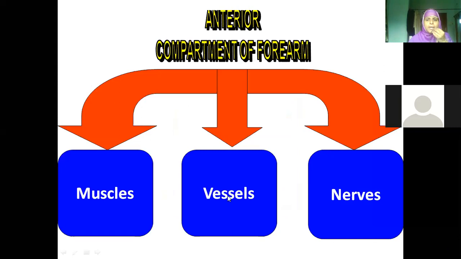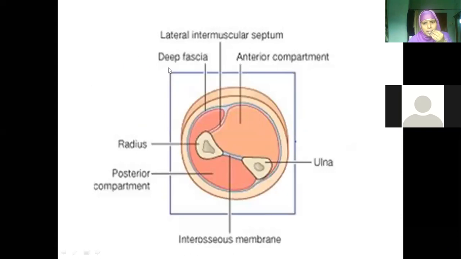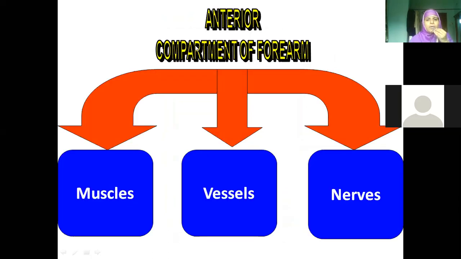So in the anterior compartment of forearm, if you go with the previous picture, what are the two bones we have? The medial bone is ulna and the lateral bone is radius. Between the radius and ulna we have interosseous membrane. The front compartment is anterior compartment, also called flexor compartment, and the compartment which is behind is posterior compartment, also called extensor compartment. So we have two compartments, right? Now we are going to discuss the anterior compartment, which is also called flexor compartment.